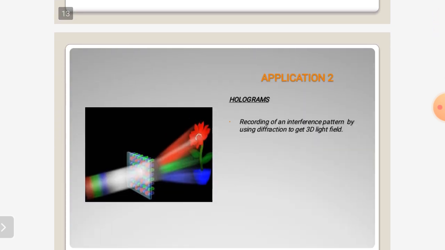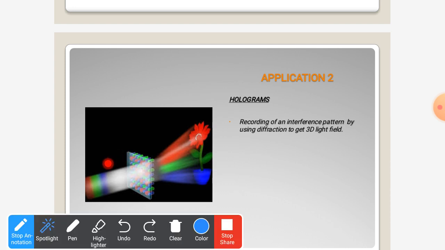Number two, holograms: recording of an interference pattern by using diffraction to get a 3D light field. You can see we are using the diffraction process here. We are getting a 3D light field here. So we are recording an interference pattern here.